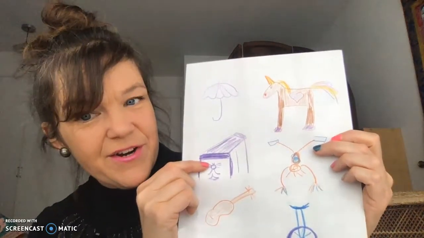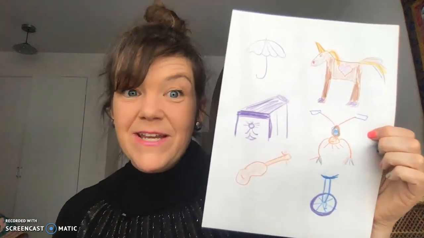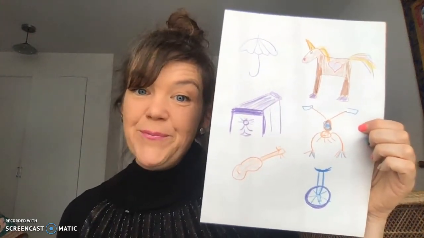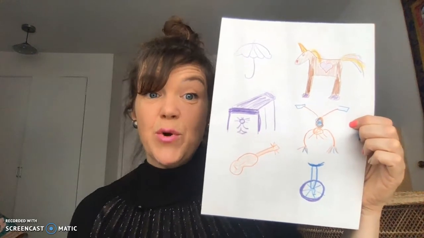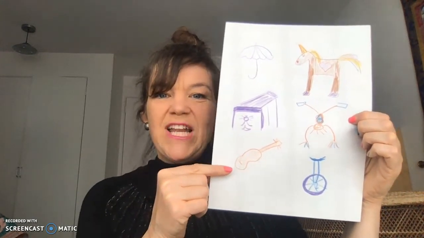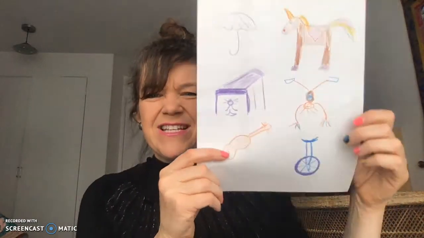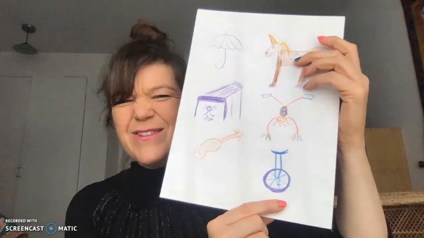Under. What's this person doing? That's my funny picture of upside down. It starts with U too. Upside down. And ukulele. That's like a little guitar. Ukulele. Do you know what this is supposed to be?